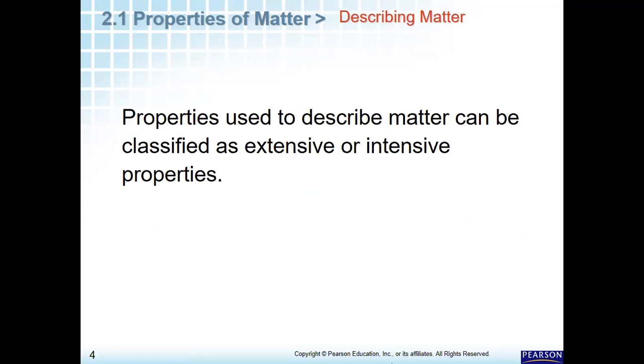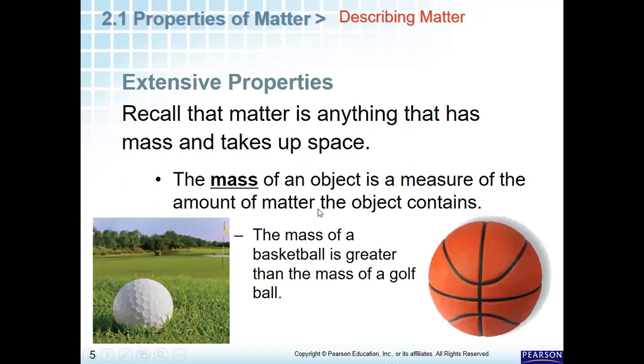Properties used to describe matter can classify it as extensive or intensive. If it depends on the mass and volume, the amount of matter exactly, we can say it's extensive. If it doesn't depend on mass and volume, we can say it's intensive. Let's look at extensive properties, which depend on the amount of matter or the space the matter is taking.